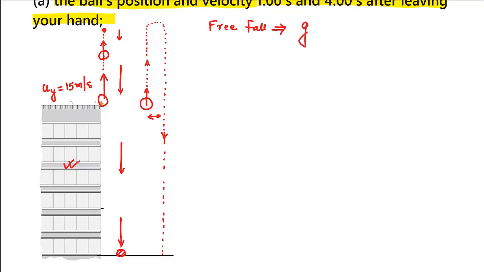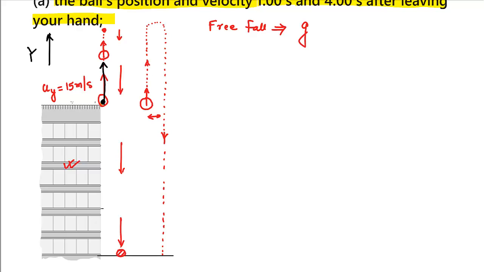Now we have to find the position and velocity of this ball at different points of time. To solve this problem, first we have to identify an axis, and since this is a one-dimensional problem, we need only one axis. So let us define a y-axis, because this is a vertical motion. Generally the origin is taken as the point from where the object starts the motion. So this is the point from where the ball starts the motion. This vertical axis is the y-axis.